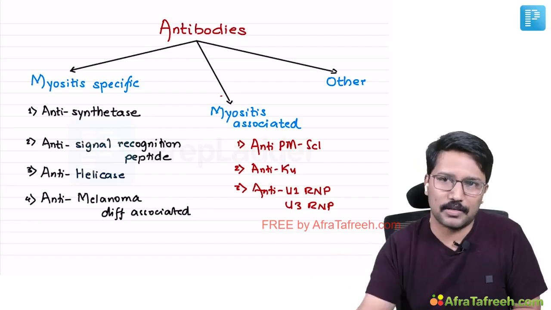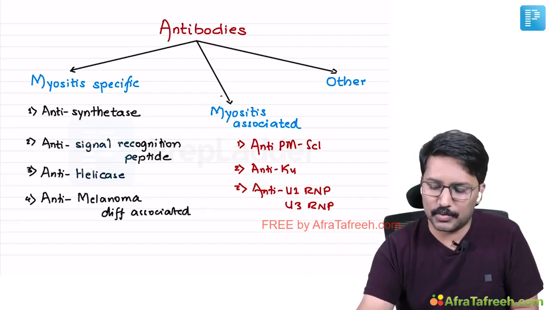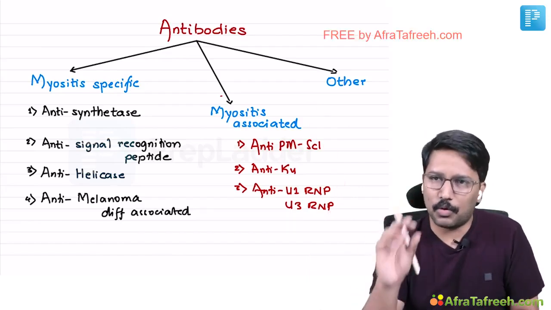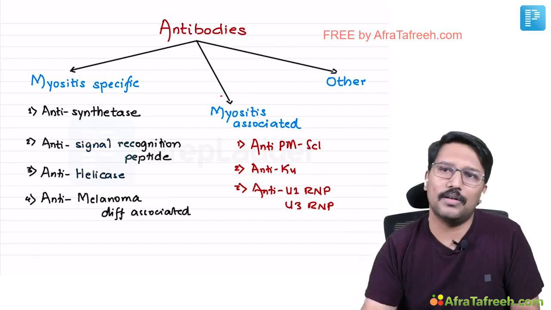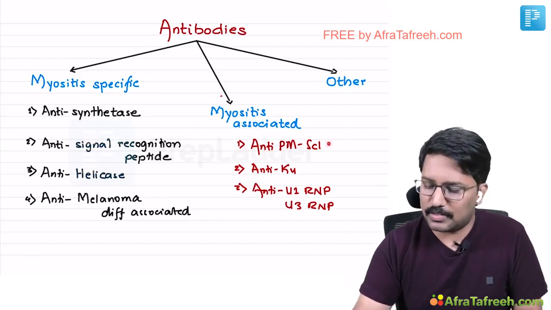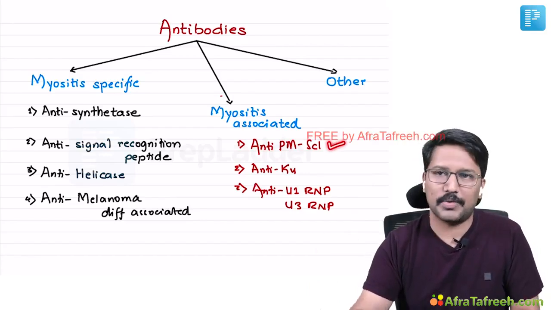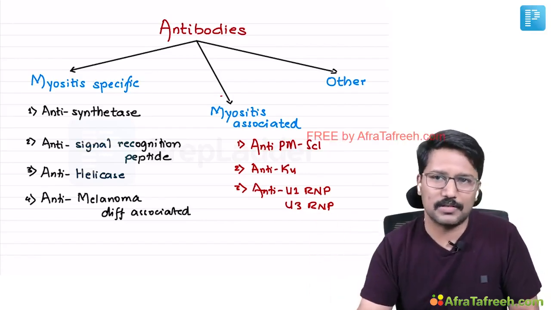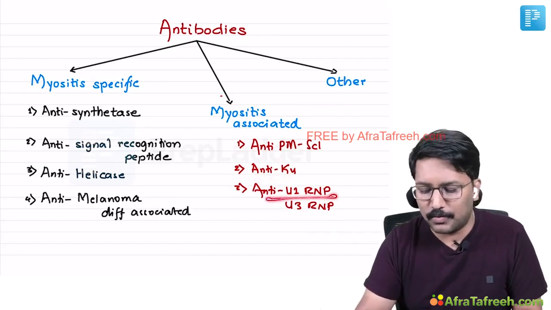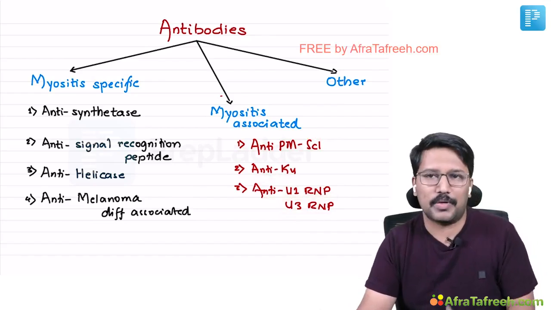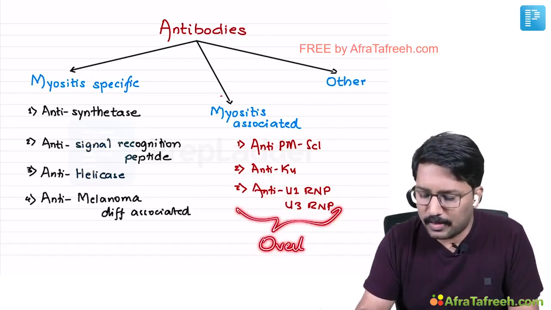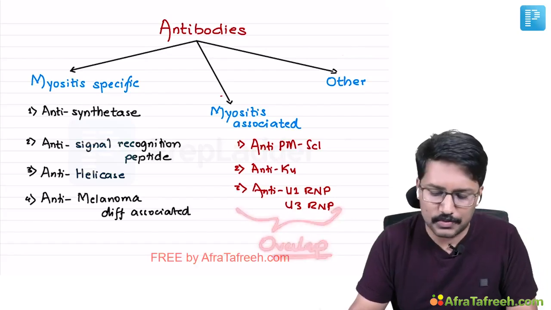They can be seen in various other rheumatological disorders. That is why we call them myositis-associated antibodies. Actually, what I have written here is a very small number. You will come across a long list of such antibodies in different textbooks, right? For example, anti-PMScl antibody is typically seen in patients with systemic sclerosis or mixed connective tissue disorders, or anti-Ku, or anti-U1-RNP or anti-U3-RNP. Mostly they point towards overlap manifestations, right? Overlap syndromes.